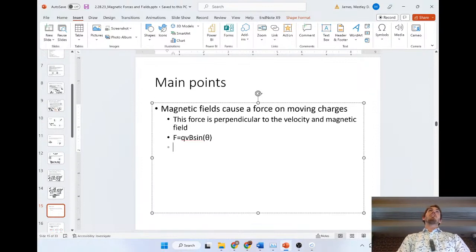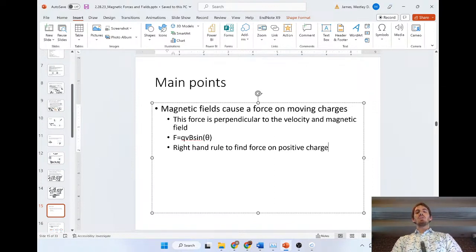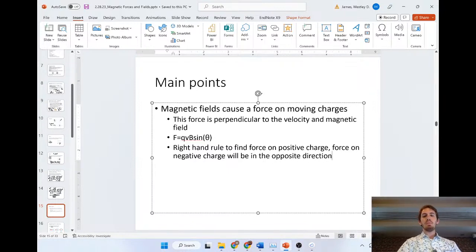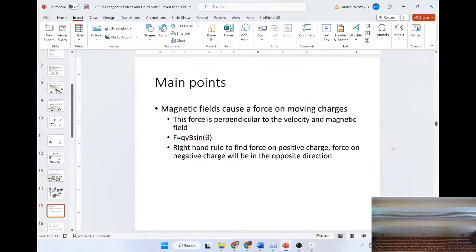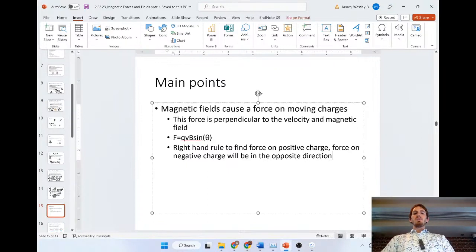And we learned that we use the right-hand rule to find the force on a positive charge. Force on a negative charge will be in the opposite direction. So we use the right-hand rule pretty much exclusively. That gives you the force on a moving positive charge. If you want the direction of the force on a negative charge, it is the opposite of that. So, magnetic field, force, and how to find the direction of it. We covered that.